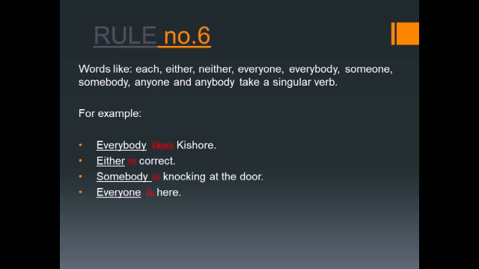Rule number 6. Words like each, either, neither, everyone, everybody, someone, somebody, anyone, and anybody take a singular verb. For example, everybody likes Kishore. Here likes is a singular verb. Either is correct. Here again is is your singular verb. Somebody is knocking at the door. Is is your singular verb. Everybody is here. Is is your singular verb.